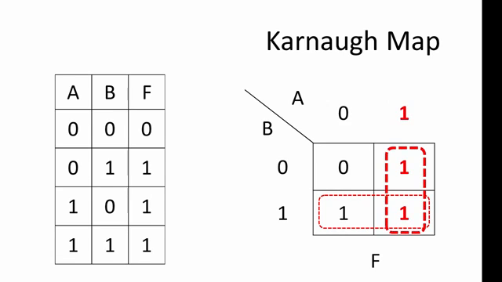The 1s in the vertical group always match the input value A. The vertical grouping can therefore be expressed simply as A. The 1s in the horizontal group always match the input value B. So the horizontal grouping can be expressed as B. Hence, this K map represents the expression A or B. It is indeed the OR function.